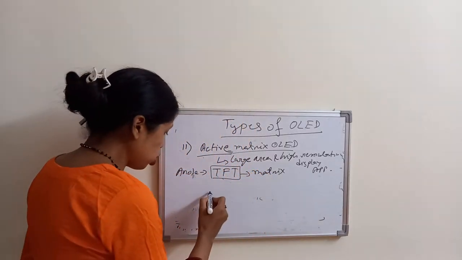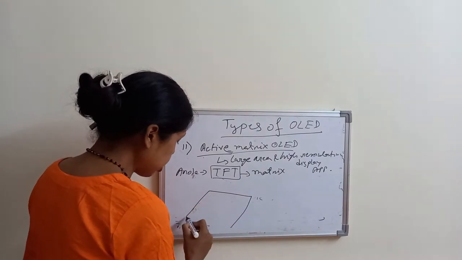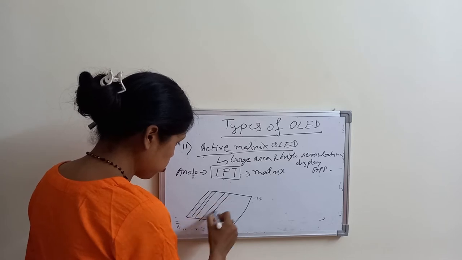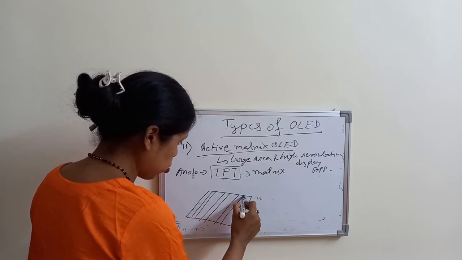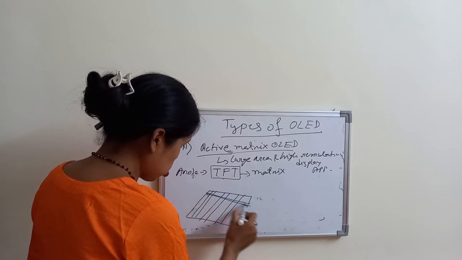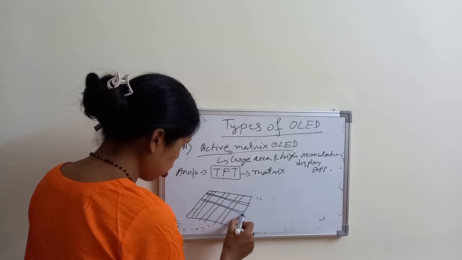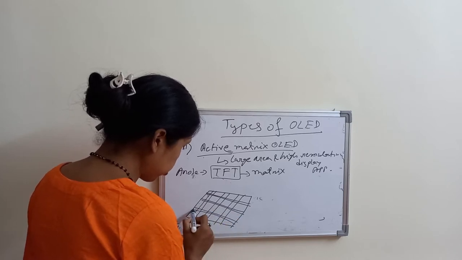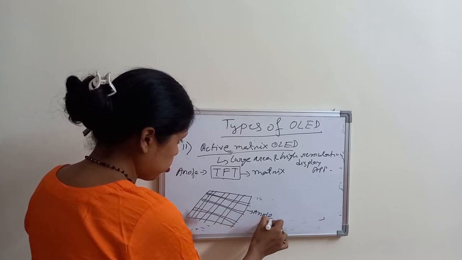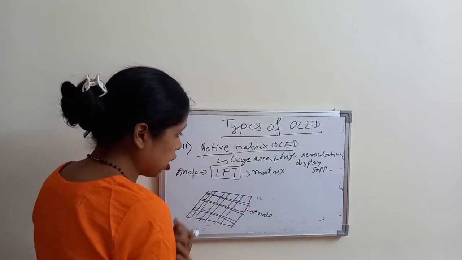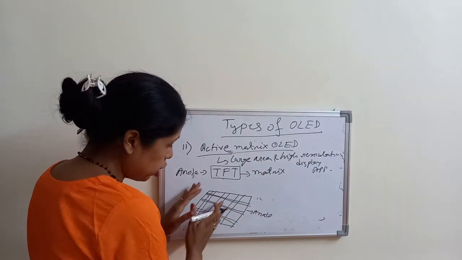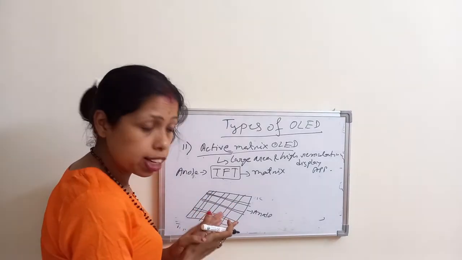Suppose this entire thing is the anode layer. This is the transistor, the thin film circuit. One material is there, and this is the anode layer: a thin film transistor whose structure is related to the matrix structure. So the matrix structures are already formed inside the anode layer.